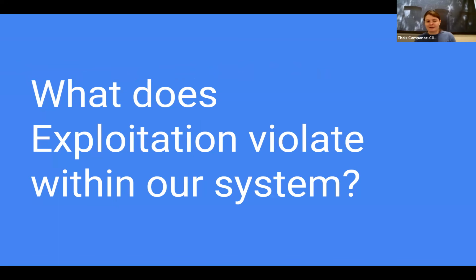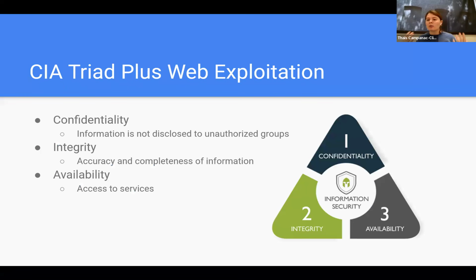So, okay, we understand what web exploitation is. Okay, we understand the gravity of the situation, but what does exploitation mean? What does it violate within our system, within our website? Well, now we can go back to the basics. We think of our CIA triad: our confidentiality, our integrity, our availability. And we add web exploitation on those three, and web exploitation can actually affect all three of them.